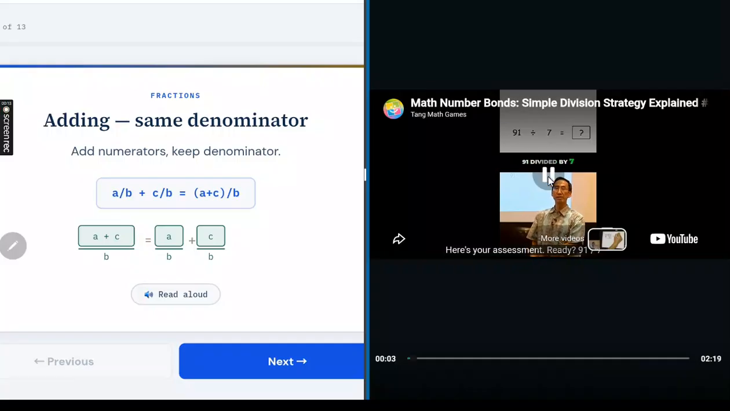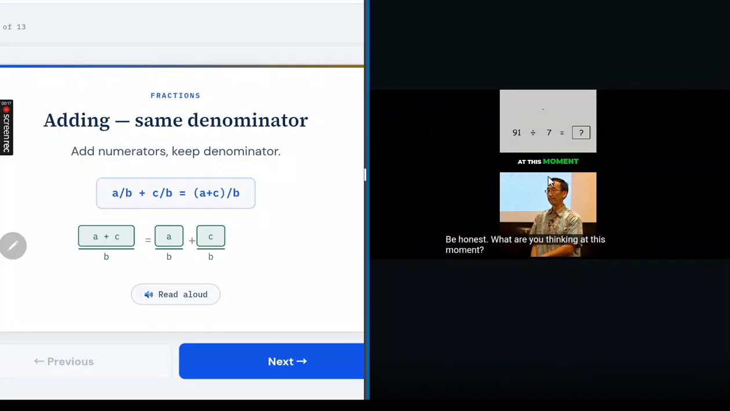91 divided by 7. Be honest, what are you thinking at this moment? If you're thinking 7 goes into 91, that's not what we want. We want you, when you're faced with a computation, to do it the way we're saying you should do it. But you can see, what's the number bond? You can see the test. 90 and 1. It's better than nothing. It's expanded form. But 1 doesn't divide by 7.